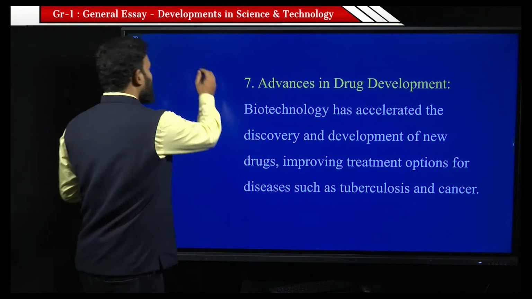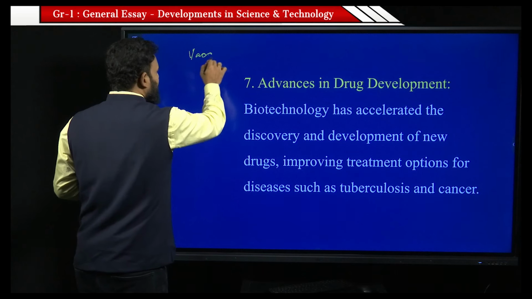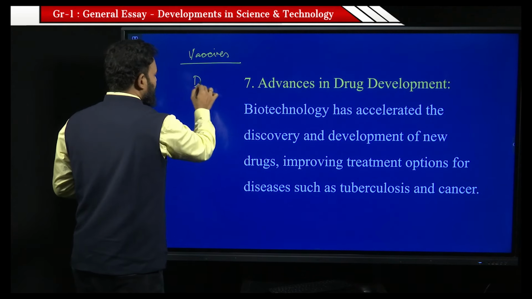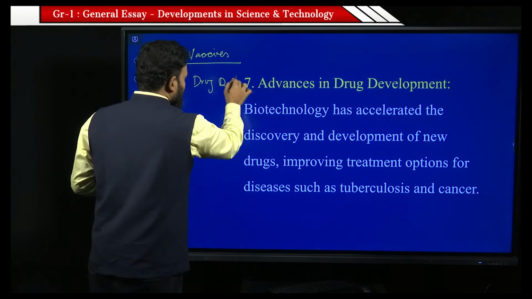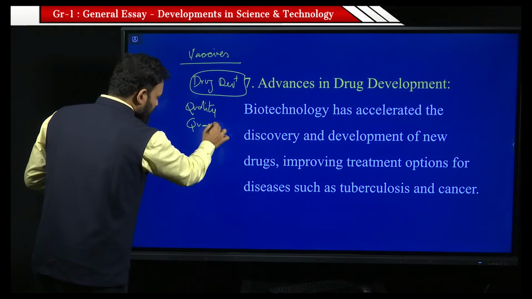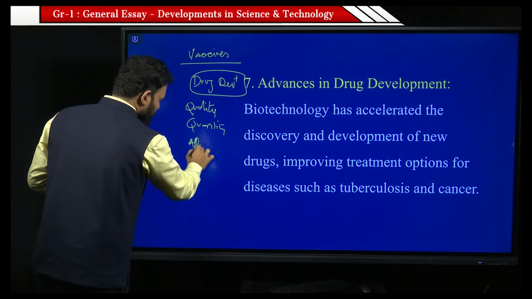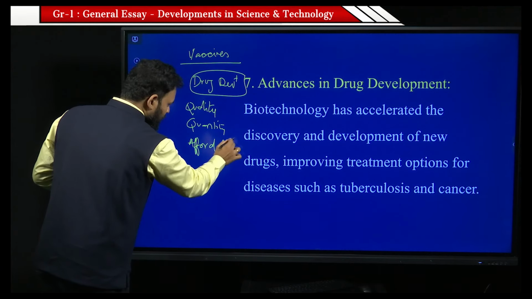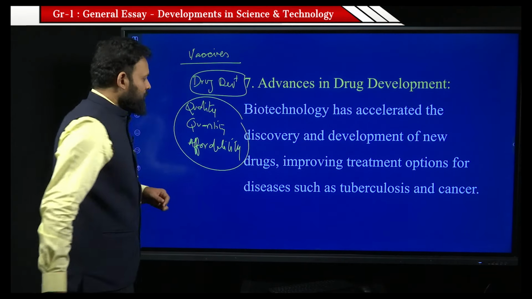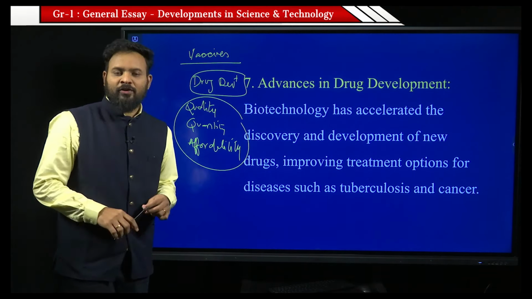We have already seen how biotechnology is helping us create vaccines. Also in drug development, both in regard to the quality of the drugs, the quantity of the drugs and the affordability of the drugs. Because of research and developments in biotechnology, we are able to develop better quality drugs with fewer side effects.